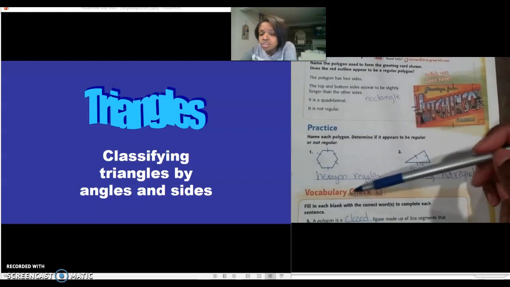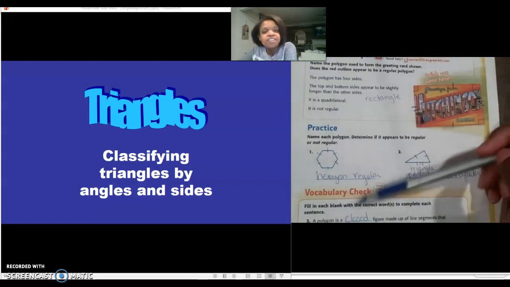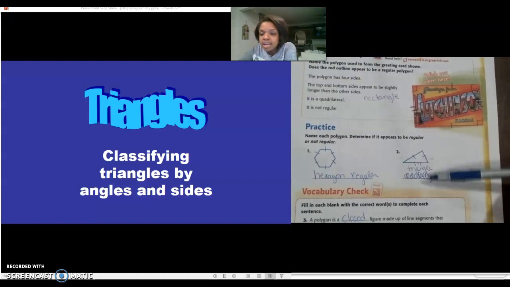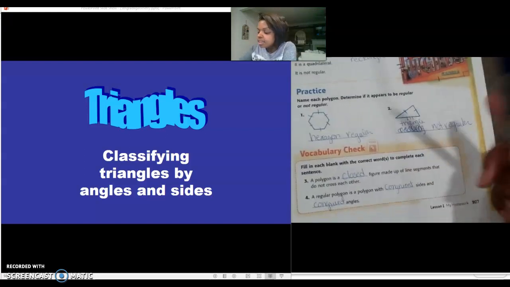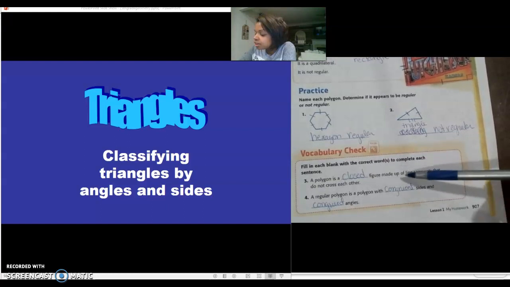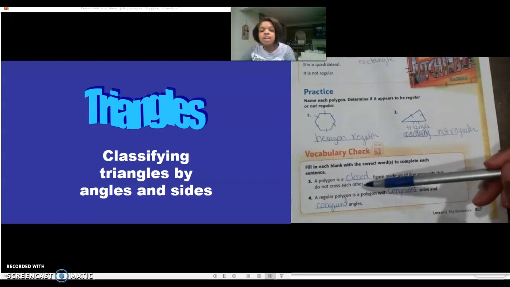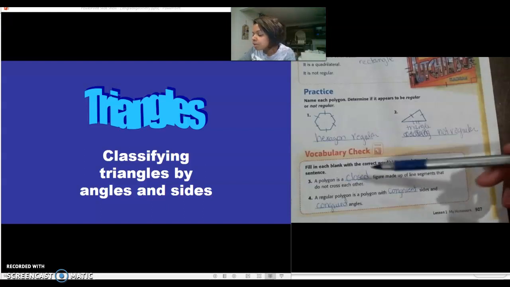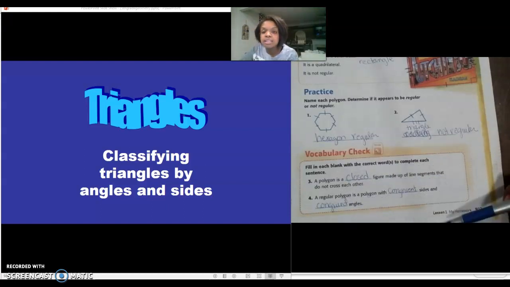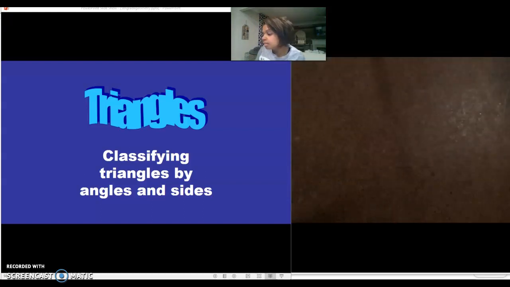Number 1, you should have this as a hexagon and it's regular because all sides are the same. Number 2, it's a triangle. None of the sides are the same, so it is not regular. If none of the sides are the same, then we know none of the angles are the same. Okay? All right, and then for number 3, a polygon is a closed figure made up of line segments that do not cross each other. So, a regular polygon is a polygon with congruent sides and congruent angles.